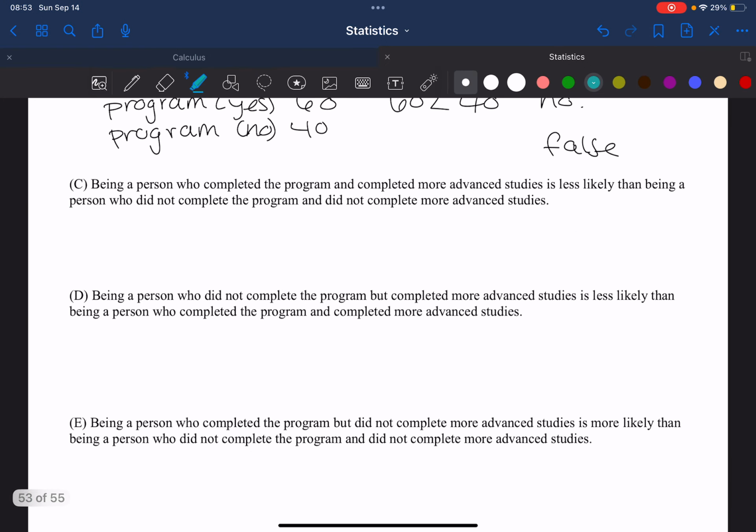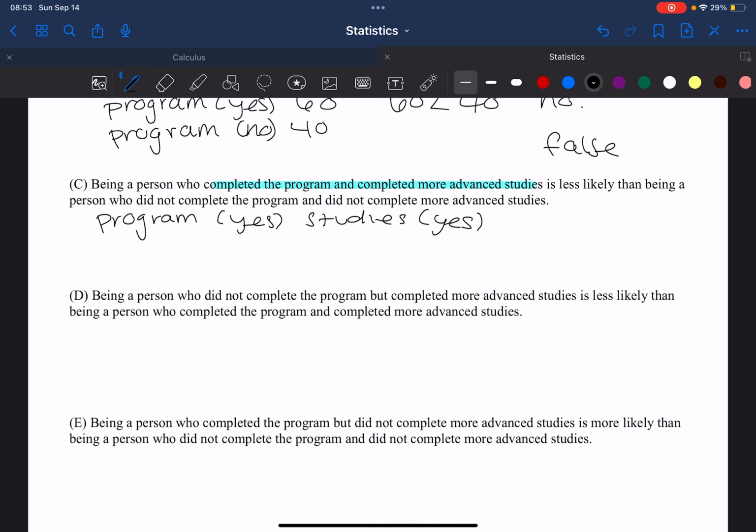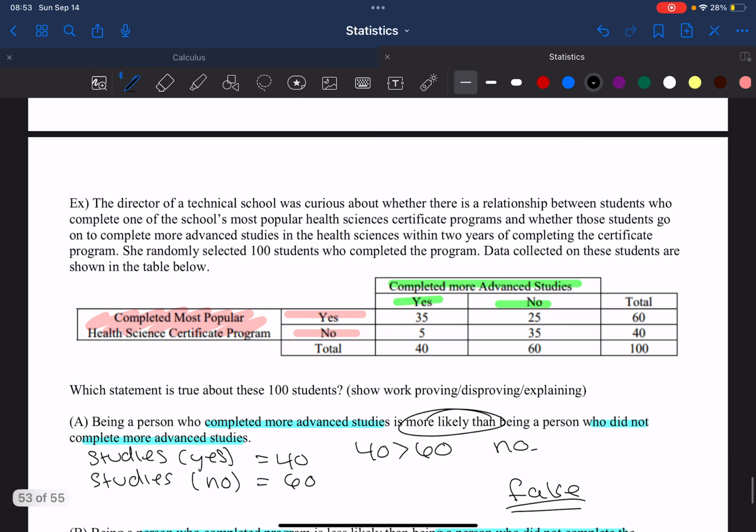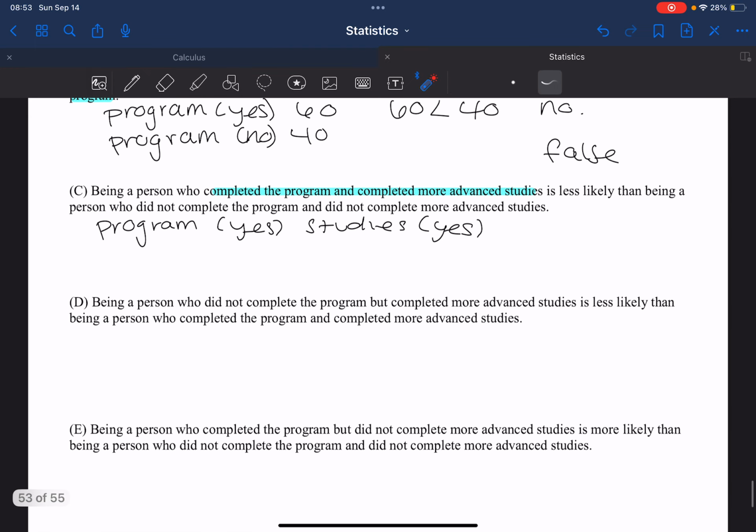This one says, being a person who completed the program and completed more advanced studies. So that's program, yes, and studies, yes. So we have to see where that overlaps. So going back up here, who completed the program, yes. Okay, that's right here. More advanced studies, yes, that's right here. They overlap at 35. So this would be 35.